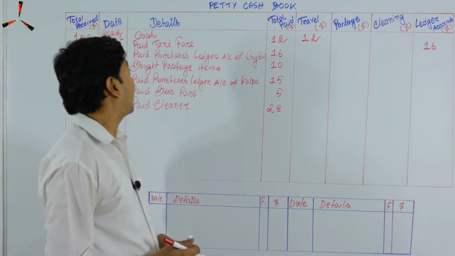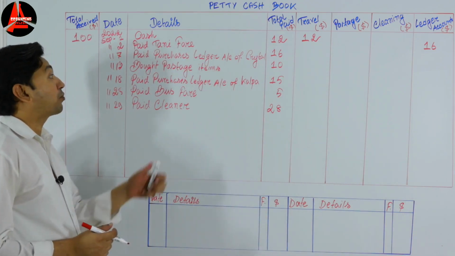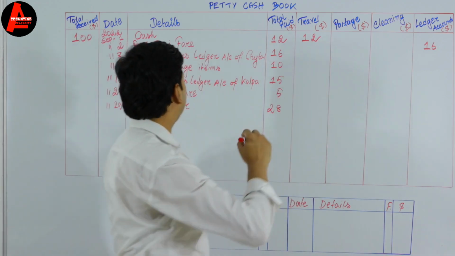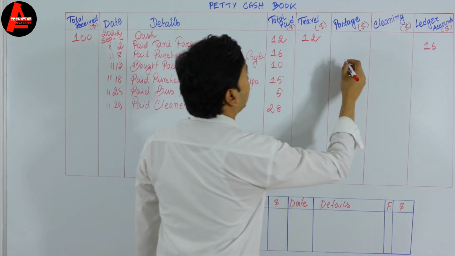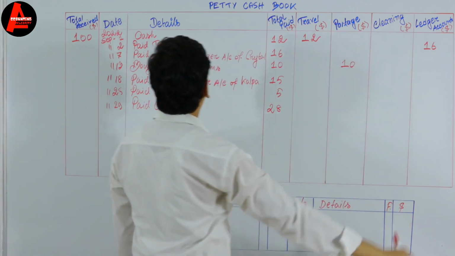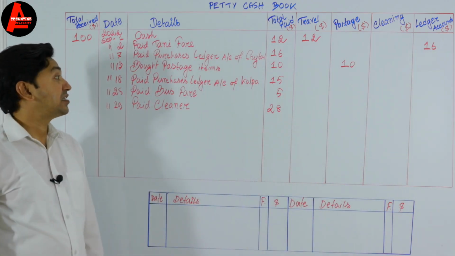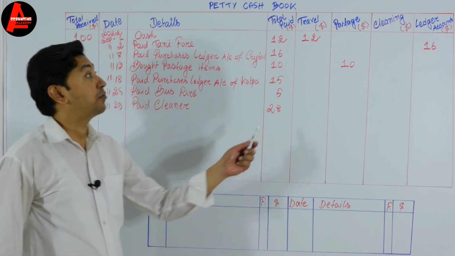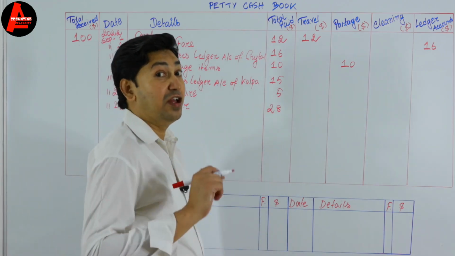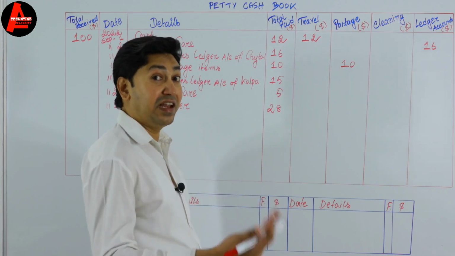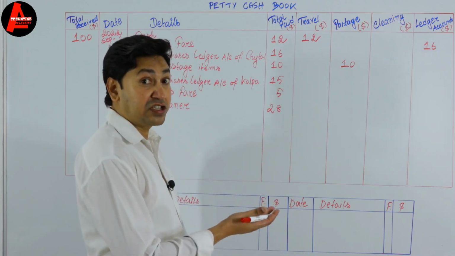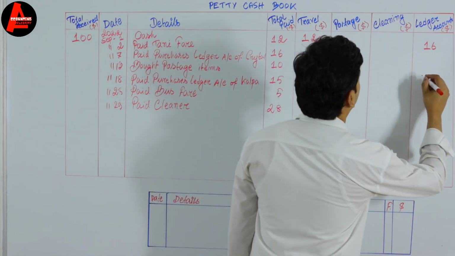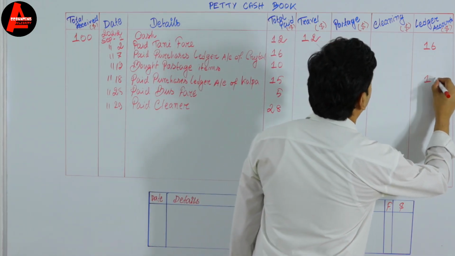Very good. The next one is bought postage items, so it will be in the postage column, very easy to understand. Let us write $10 here. Then we have paid purchases ledger account of Kalpa. It's the same thing, it will come to the ledger account. This is not a petty cash transaction, but still Rashid made this transaction from his petty cash. So let us write this amount in the ledger account column, $15.